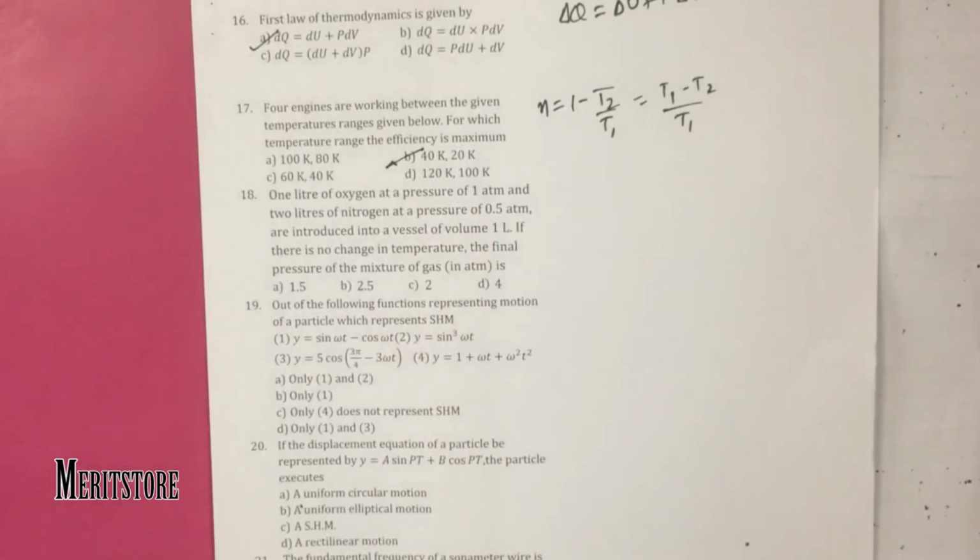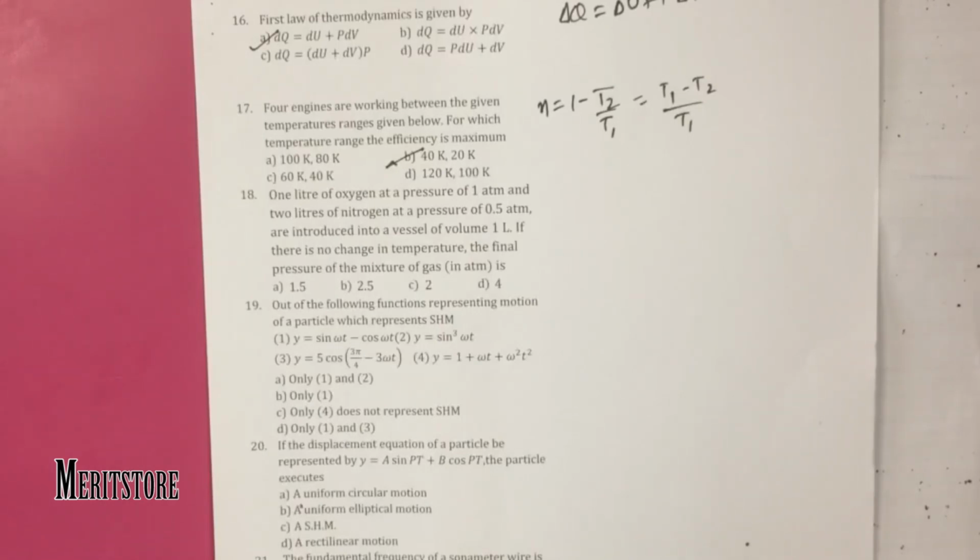Question 18. 1 liter of oxygen at a pressure of 1 atmosphere and 2 liters of nitrogen at a pressure of 0.5 atmosphere are introduced into a vessel of volume 1 liter. If there is no change in temperature, the final pressure of the mixture of the gas is.